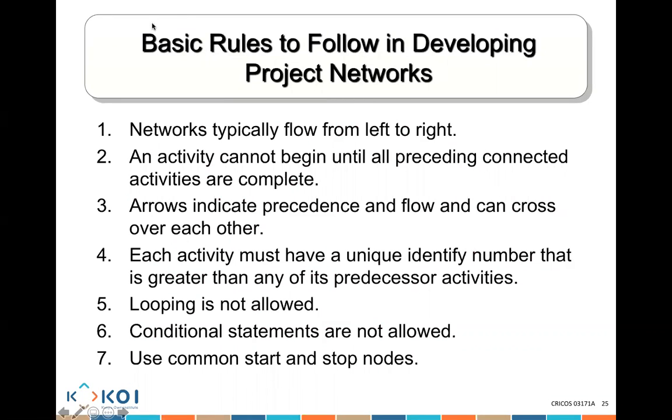The basic rules to follow in developing a project network. When you start building a network diagram, it starts from left to right. An activity cannot start until every activity before it has finished. The arrow indicates what's before you and what's after you. If I have A and there's an arrow from A to B, that means A finishes and then B starts after it. Each activity must have a unique identity number, 1, 2, 3, 4, and every number should be higher than the number before it.